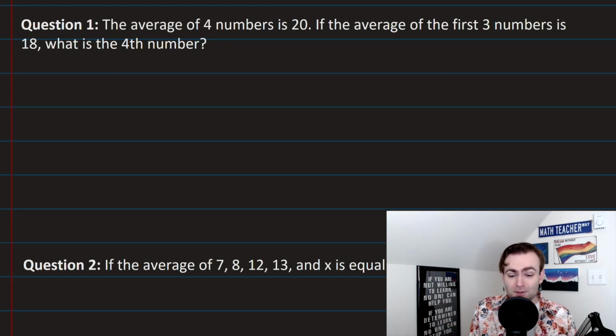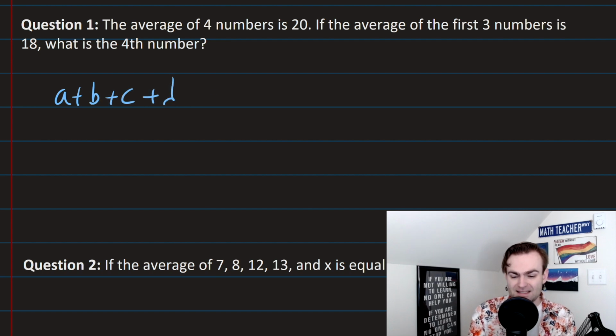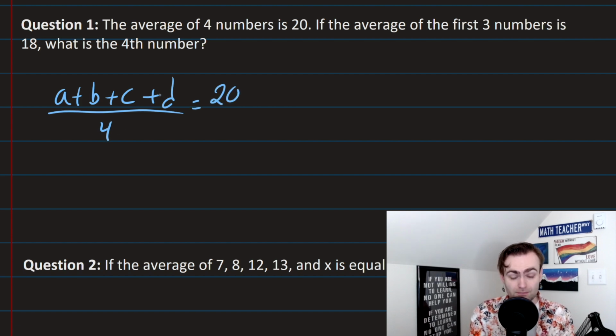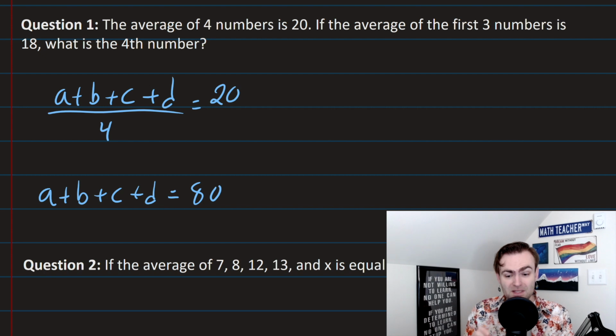Question 1. The average of 4 numbers is 20. If the average of the first 3 numbers is 18, what is the 4th number? So we know that A plus B plus C plus D divided by 4 is equal to 20, because the 4 numbers themselves added together and divided by 4 equals 20. That's what it means to be the average. So we could also write this without the division, by multiplying by 4. So we know that A plus B plus C plus D is equal to 4 times 20, which is 80. And we're going to hold on to that piece of information.